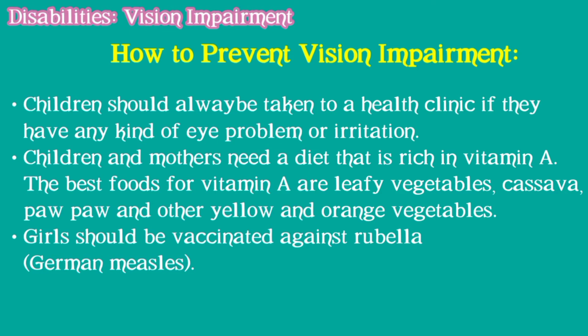Next, children and mothers need a diet that is rich in vitamin A. The best foods for vitamin A are leafy vegetables, cassava, pawpaw, and other yellow and orange vegetables. Just what I said earlier, squash is very helpful for the eyes, as are the leafy vegetables and other yellow and orange vegetables. Next, girls should be vaccinated against rubella, which is German measles. So that's the end of the topic about vision impairment.